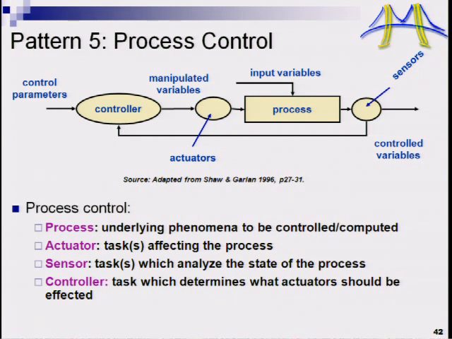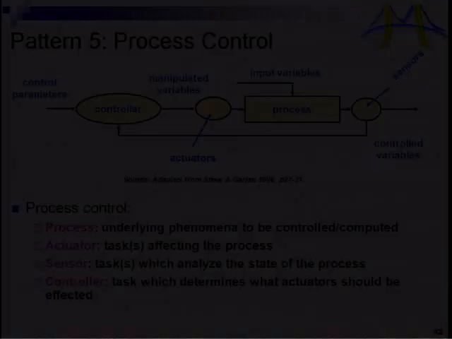Now, I preempted the question, but about this point in the lecture is when I usually hear, why isn't this pattern A? What pattern does this look a lot like? Pipe and filter, right? Visually, this would look exactly like a pipe and filter. Why don't we just want to use pipe and filter? So we have an answer: this is more specialized. There's a lot of specific theory that applies specifically to this pattern.